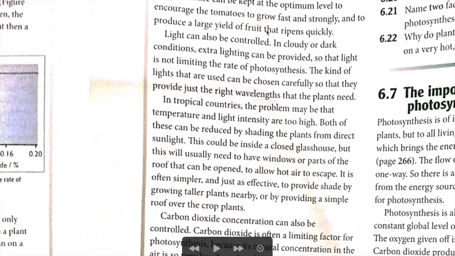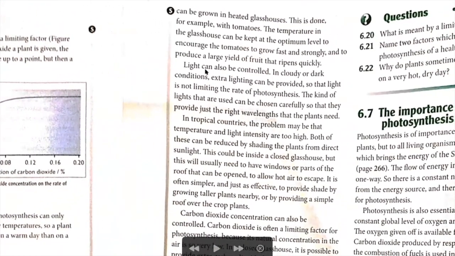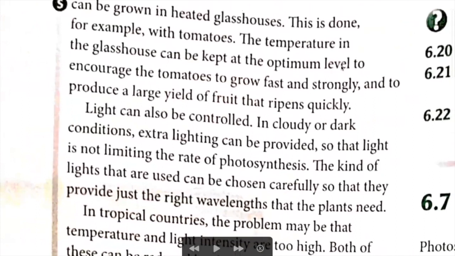Sebab apa bagus kalau tanam dekat glass house tu? Sebab pertama sekali, the temperature in the glass house can be keep at the optimum level to encourage the tomato to grow faster and stronger. When you grow the crops in the glass house, you can control the temperature. Awak boleh buat temperature dia tu slow ke, tinggi ke dan sebagainya. Tapi kalau we grow naturally, kita grow outside, kat luar kan, boleh jadi kemarau, boleh jadi hujan, jadi winter, betul tak? So we cannot control of nature. So we can grow our crops, okay, in the glass house.